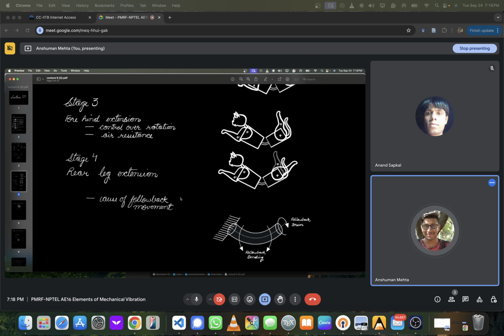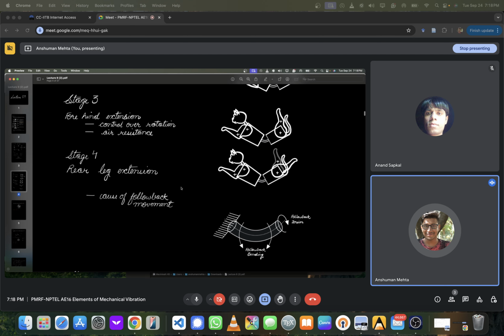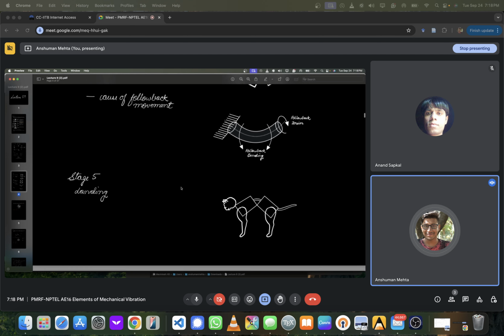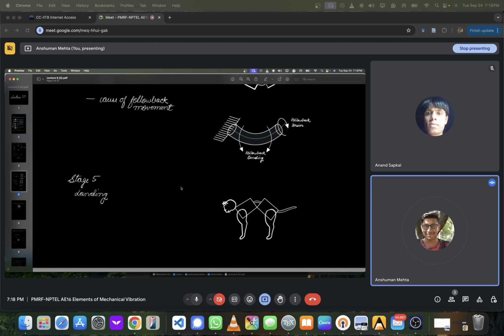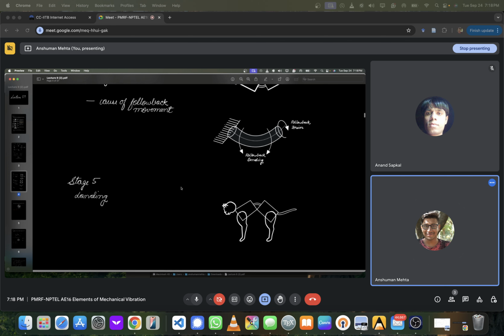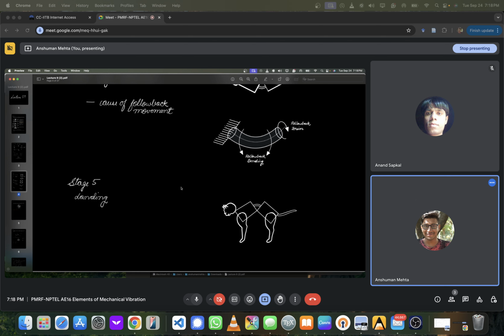Moving on, let me label this question number 1. Any doubt till now, you can write in the chat window, or you can ask me directly. This is the dynamics of the cat.